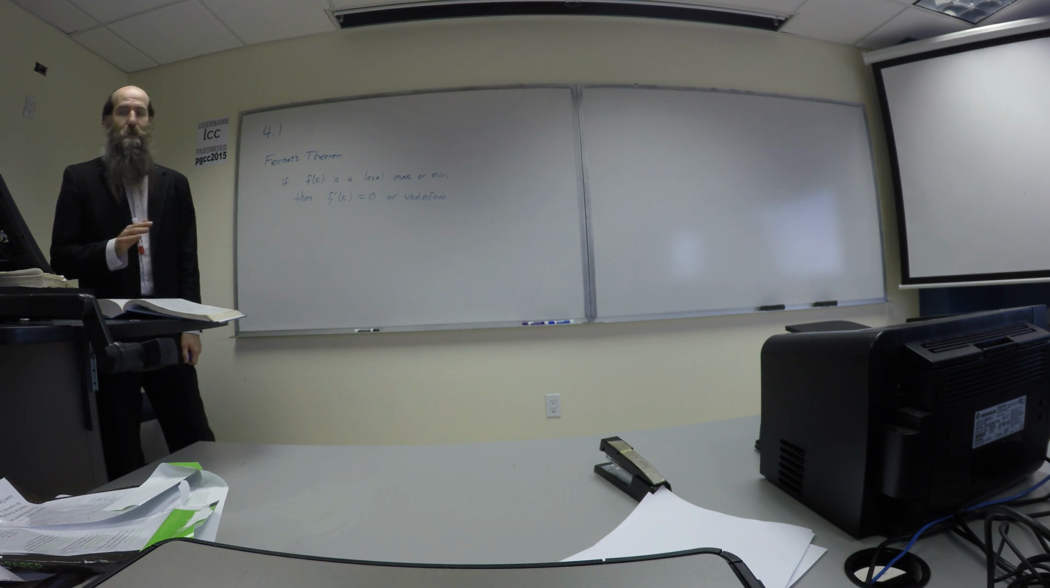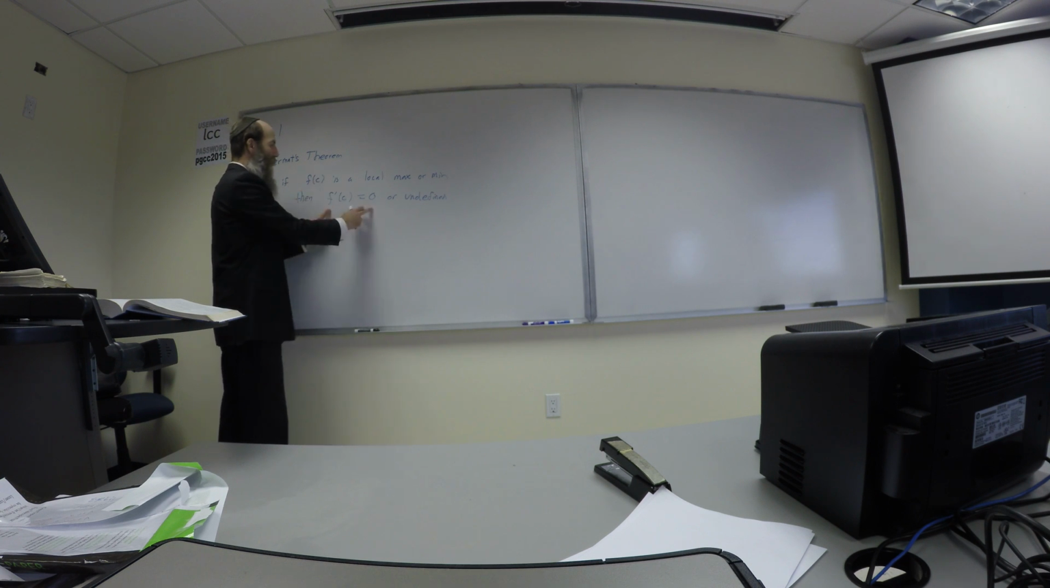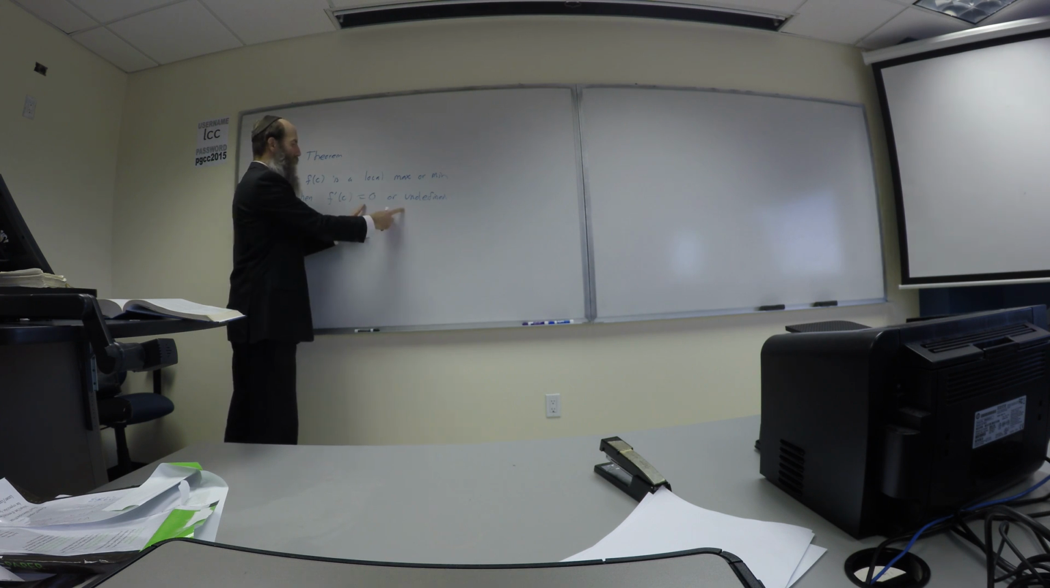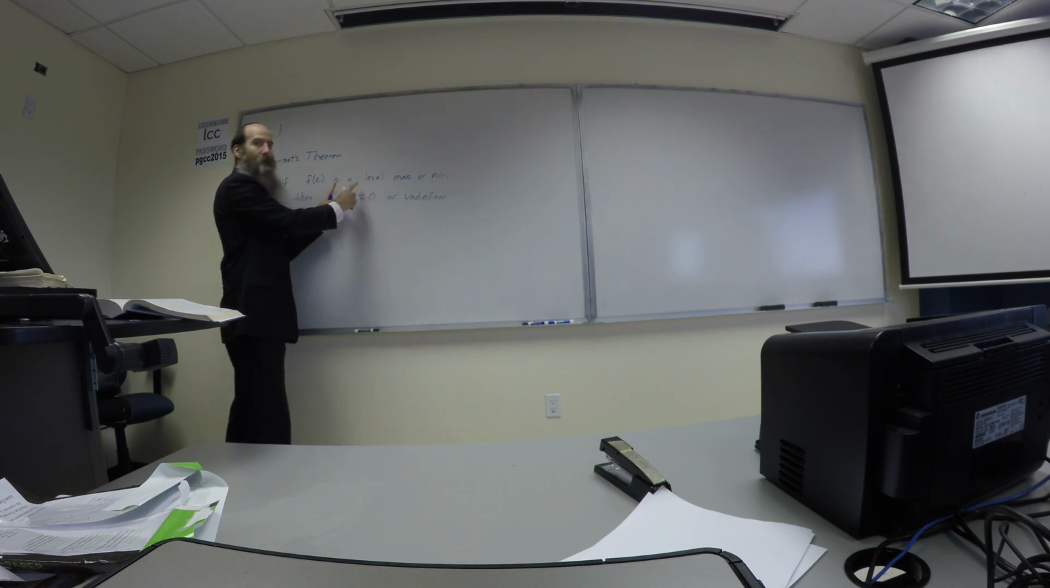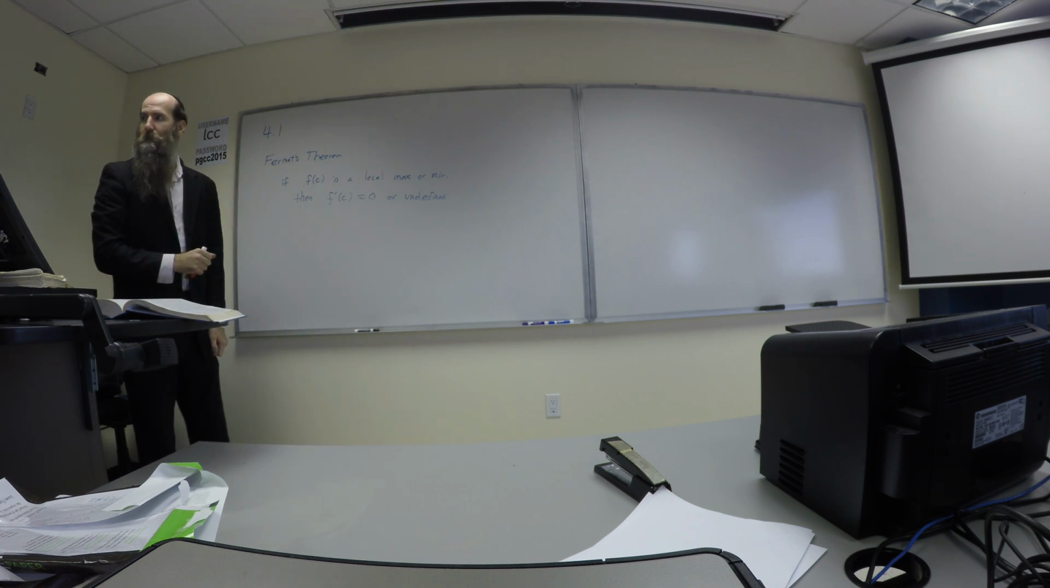Okay? So even though this reads forwards, if this, then that, we're using the result. Just because it's 0 or undefined does not mean it is necessarily a max or min. The converse is not necessarily true. But this does imply there are no other max or min locations besides the ones that do this to the derivative. There's no other ones out there. All right?